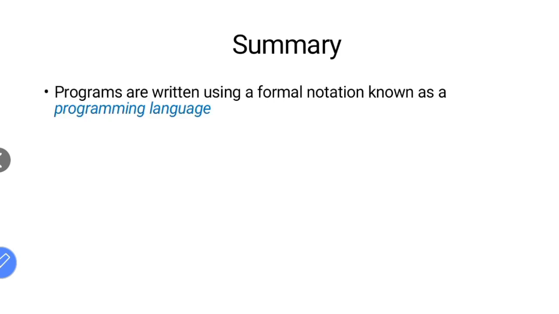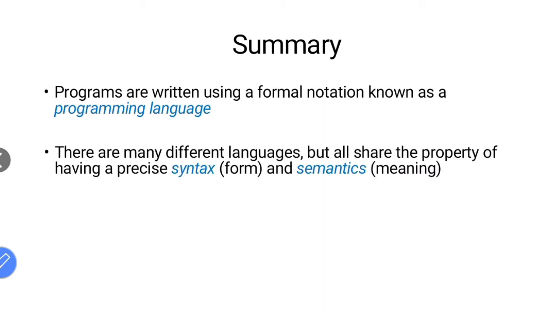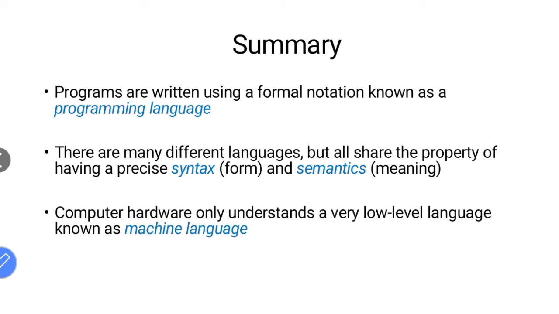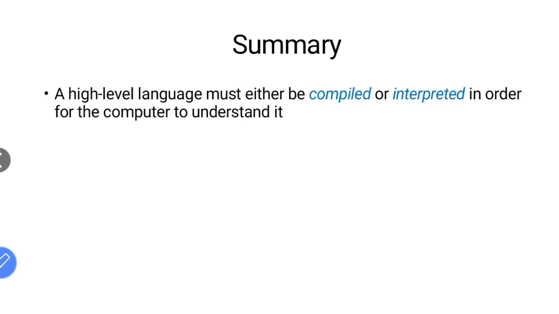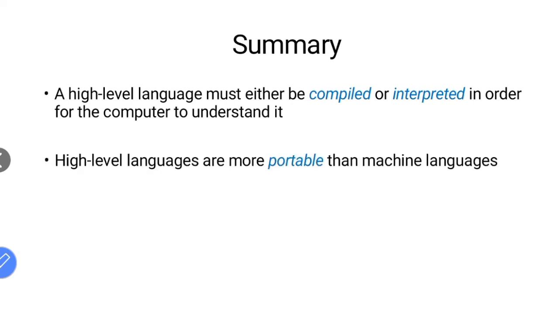Programs are written using a formal notation known as programming languages. There are many different languages, but all share the property of having a precise syntax, form, and a semantic meaning. Computer hardware only understands a very low-level language known as machine language. Programs are usually written using human-oriented, high-level languages such as Java, Python, C++. A high-level language must either be compiled or interpreted in order for the computer to understand it. High-level languages are more portable than machine language.